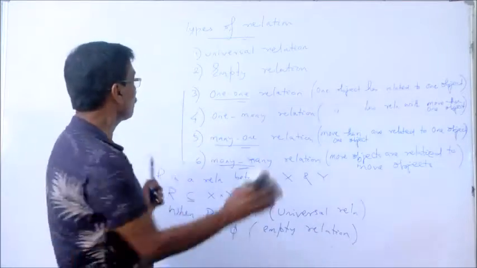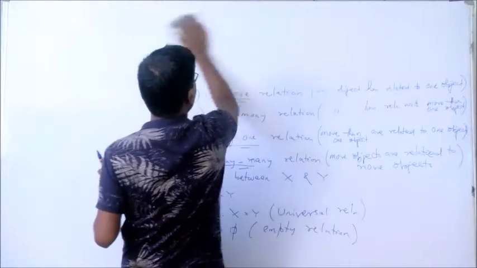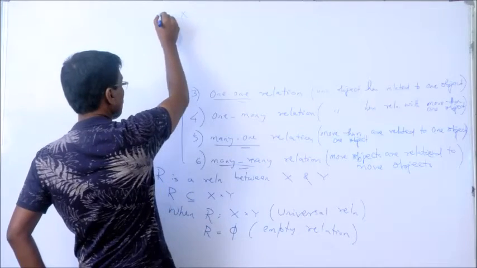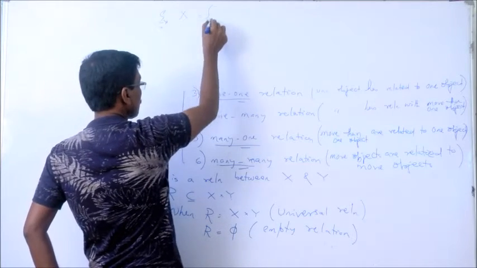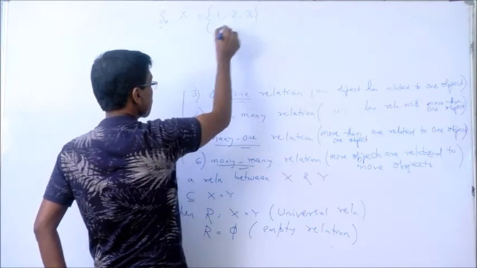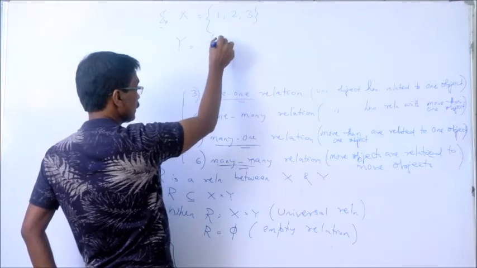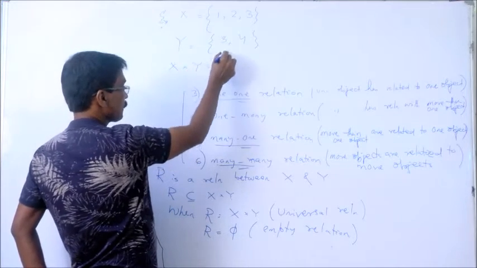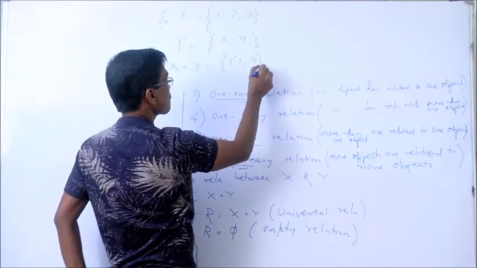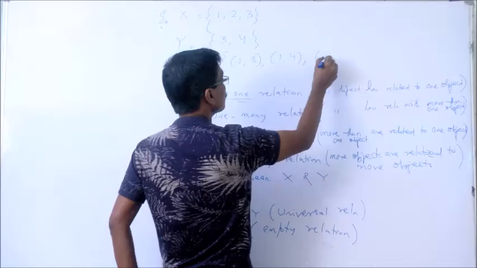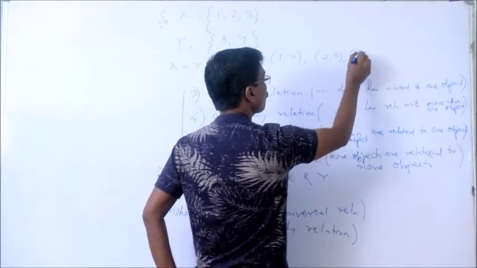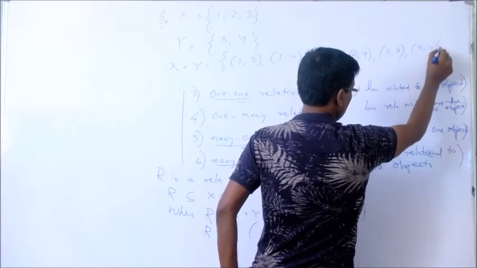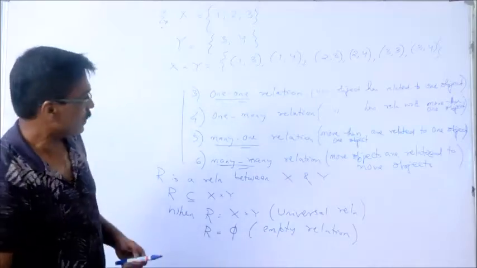So, we can take one example. Suppose X set has elements 1, 2, 3 and Y set has elements 3, 4. So, what will be X cross Y? That is (1,3), (1,4), (2,3), (2,4), (3,3), (3,4). So, these are the total elements of X cross Y.